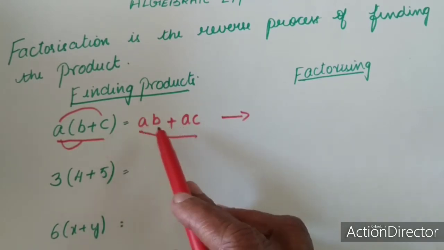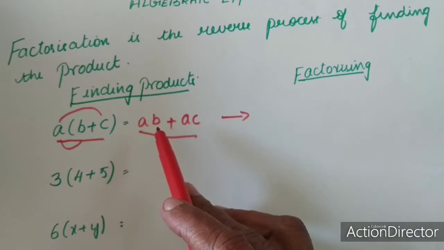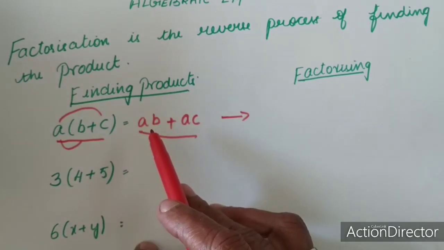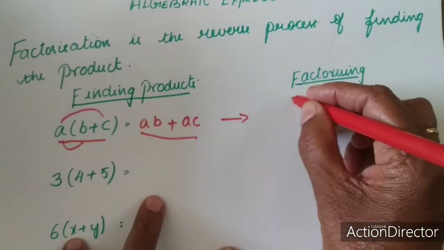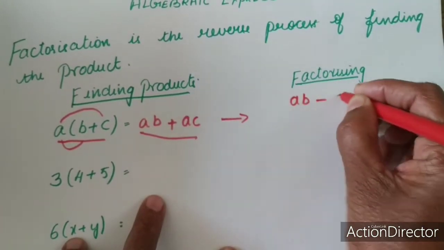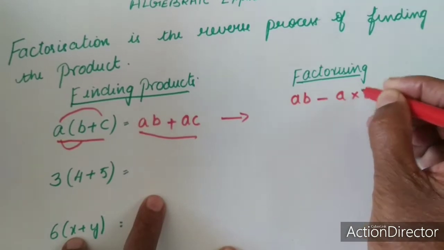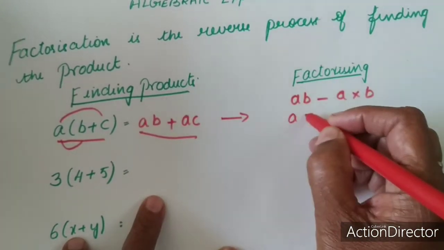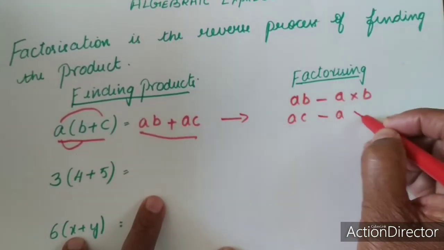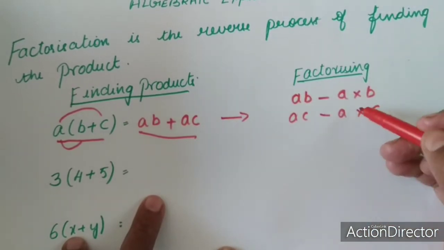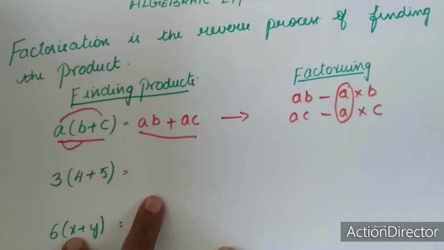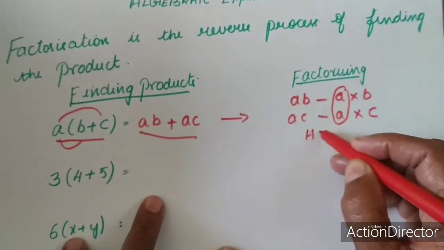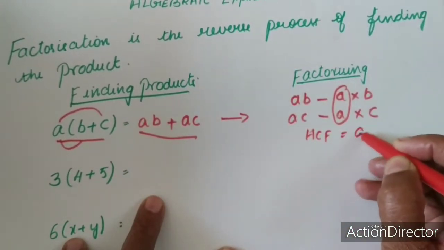In your lower classes, you have learned how to find the HCF. HCF means highest common factor. So let me do the HCF for this. AB can be written as A into B and AC can be written as A into C. Now what is the highest common factor in these two terms? A is the highest common factor. So I write HCF is equal to A.